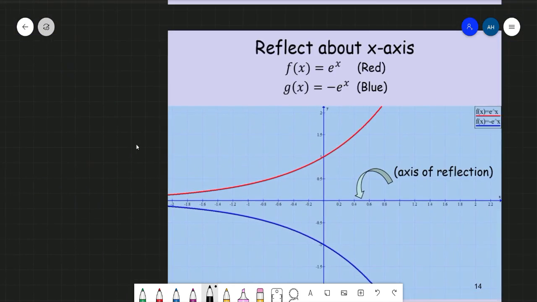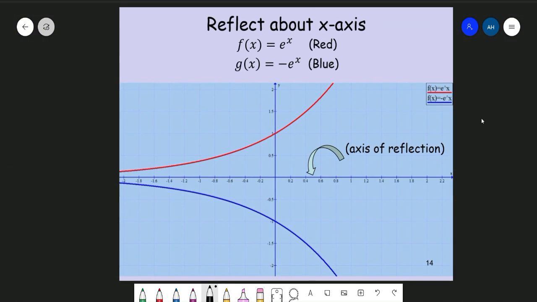Another example of reflection about the x-axis is this one. This time we have an exponential function, the red graph. And still we are going to multiply by negative 1 outside, meaning the graph will be reflected about the x-axis.